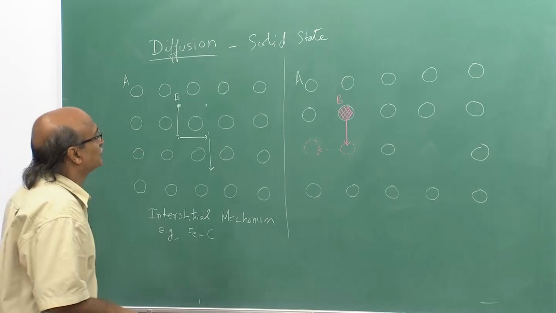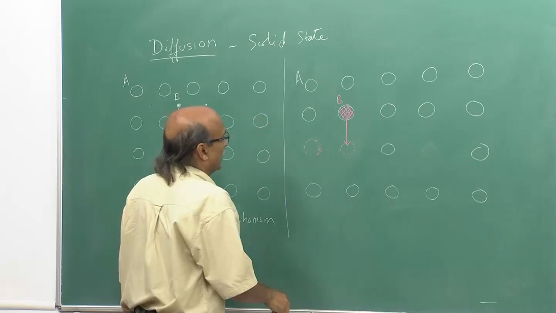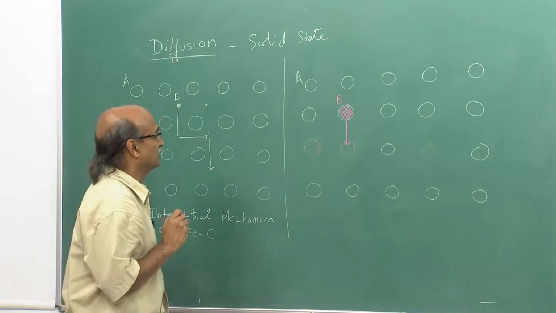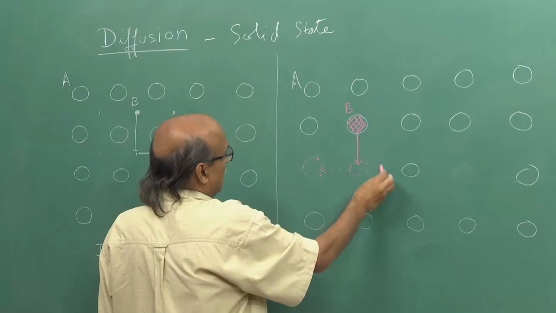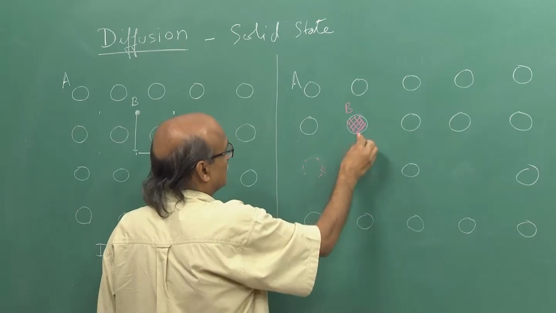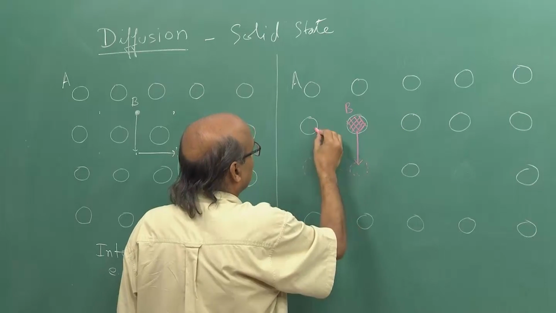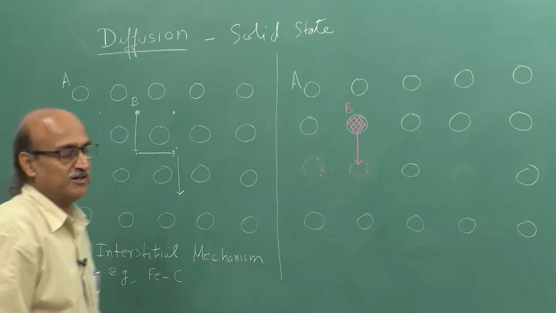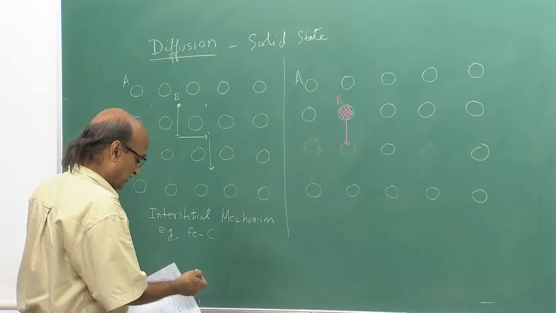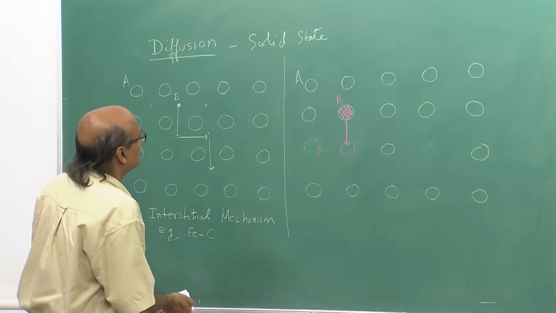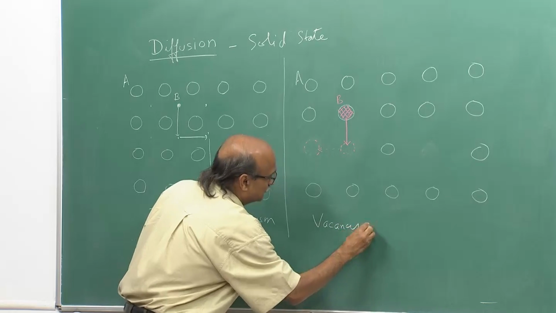Very clearly, this would require a vacant site to be nearby. So, in this particular two-dimensional structure, around this B atom, it can make a jump to its four nearest neighbors, here, here, here or here, provided at least one of them is a vacant site, or at least one of them is a vacancy. So, this kind of diffusion, which is extremely common, is called the vacancy mechanism.